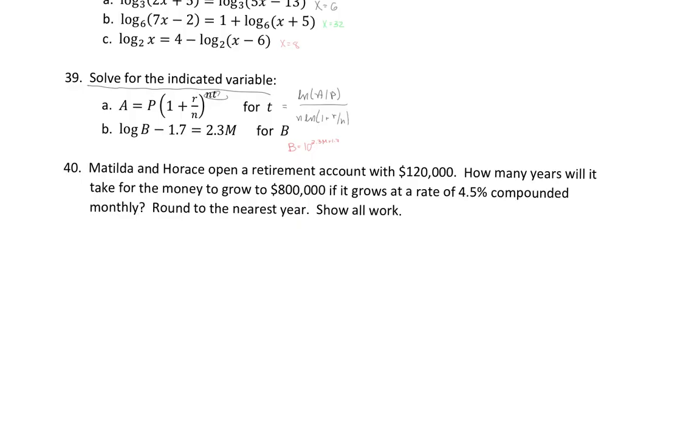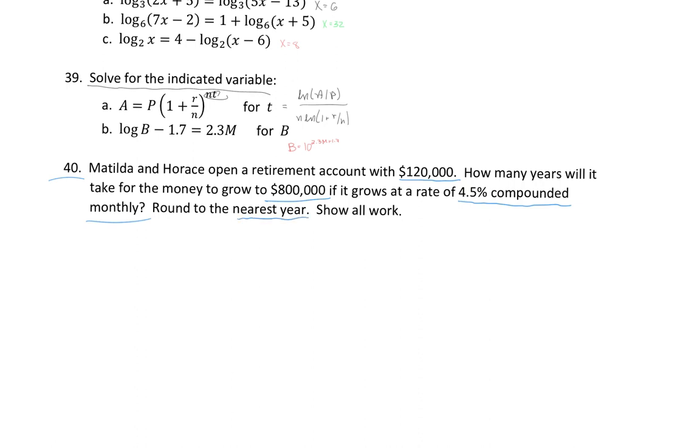There we go. And then lastly for this page, we have number 40. Matilda and Horace open a retirement account with $120,000. How many years will it take for the money to grow to $800,000, if it grows at a rate of 4.5%, compounded monthly? We are rounding to the nearest year, and we want to show all work.